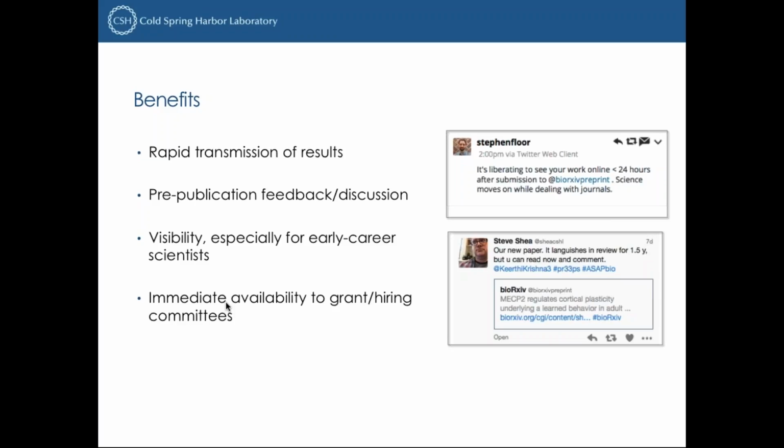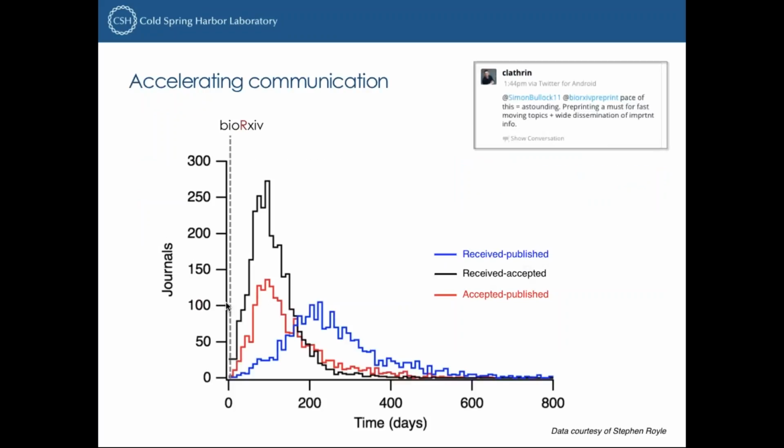And I think this is particularly important for early career scientists, where the cycle time of careers is kind of incompatible with the publication cycle. And by being able to post preprints, these young investigators are able to make their recent work available to grant and hiring committees long before the published paper, which may come much later. And this graph just shows that very starkly.